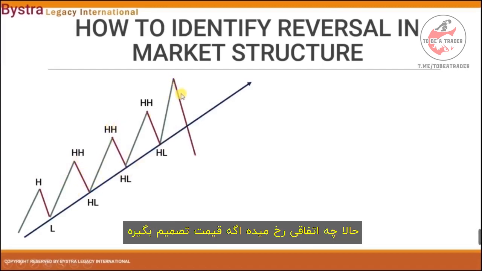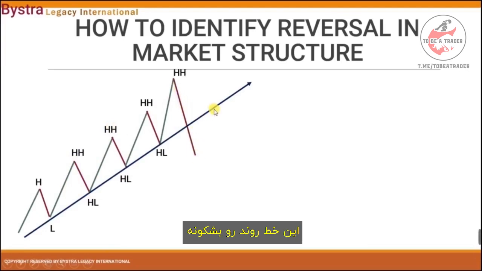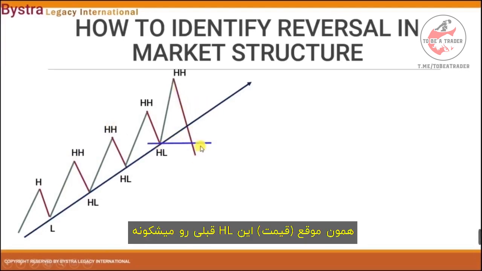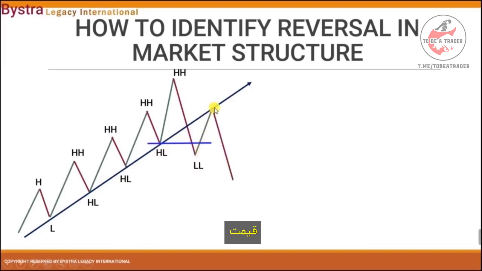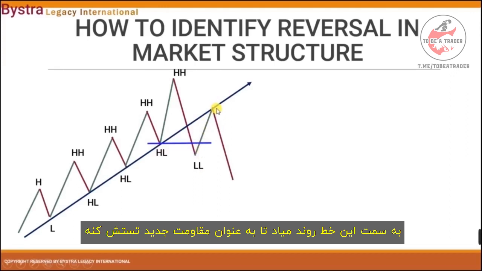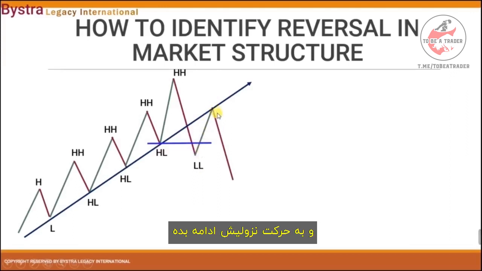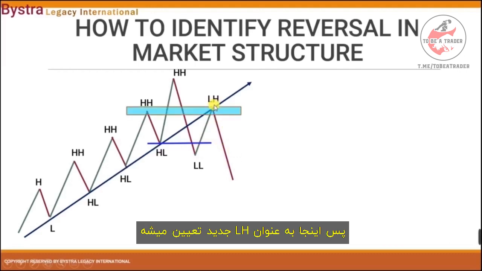Now what happened when the price decided to break this trend line? At the same time, it broke this previous higher low, so it has created a new lower low at this area. Now if we look at this, price comes to this trend line, tested it as a new resistance, and continued to go downwards. Therefore, this will be marked as a new lower high.